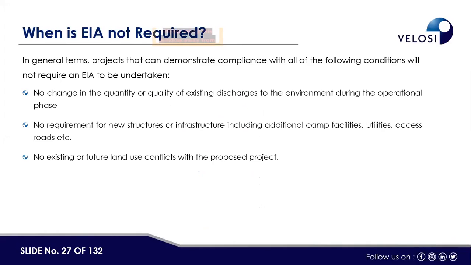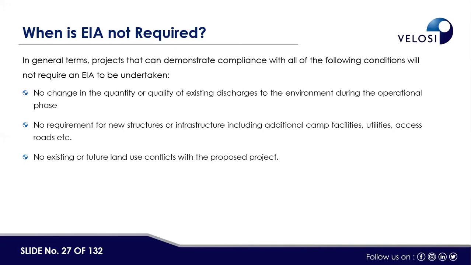Then, as I explained before, there are some scenarios where the EIA is not required. For example, when there is no change in the quantity or the quality of existing discharges to the environment during the operational phase. When we assess that there is no discharge change, either quality-wise or quantity-wise, then EIA will not be required. The second scenario is no requirement for new structures or infrastructure, including additional camp facilities, utilities, access road, etc. If this is the scenario, then EIA will not be required.